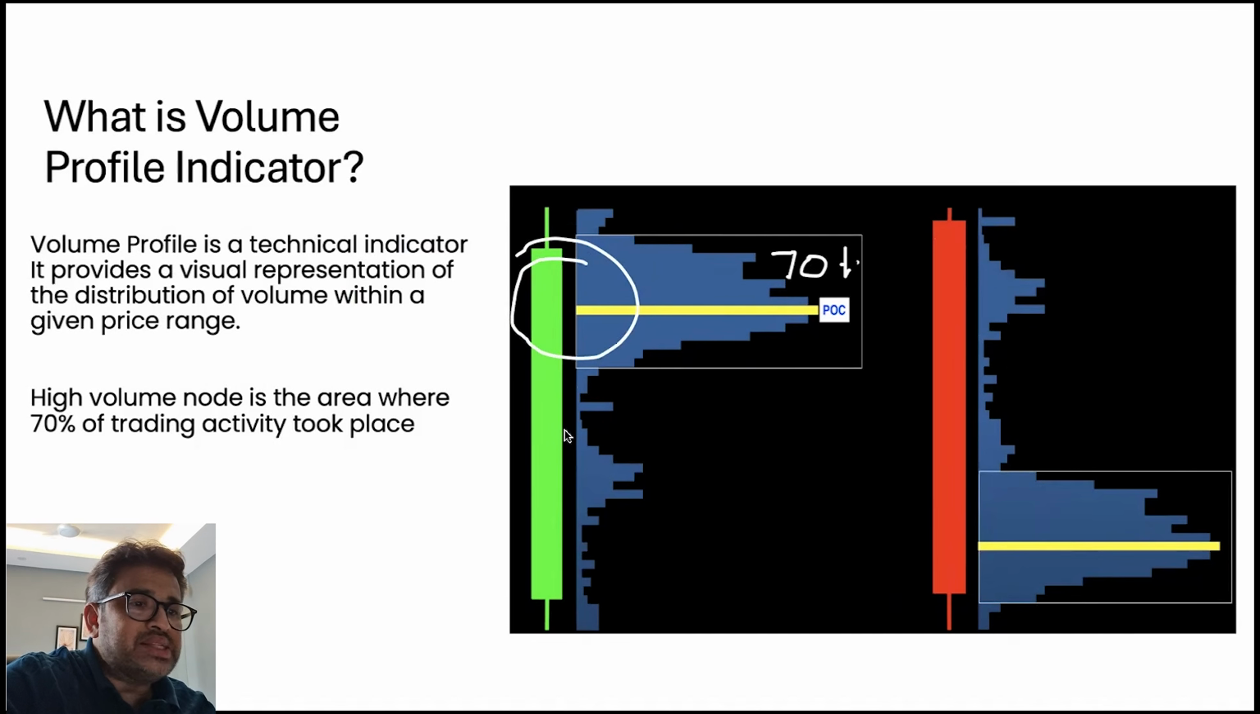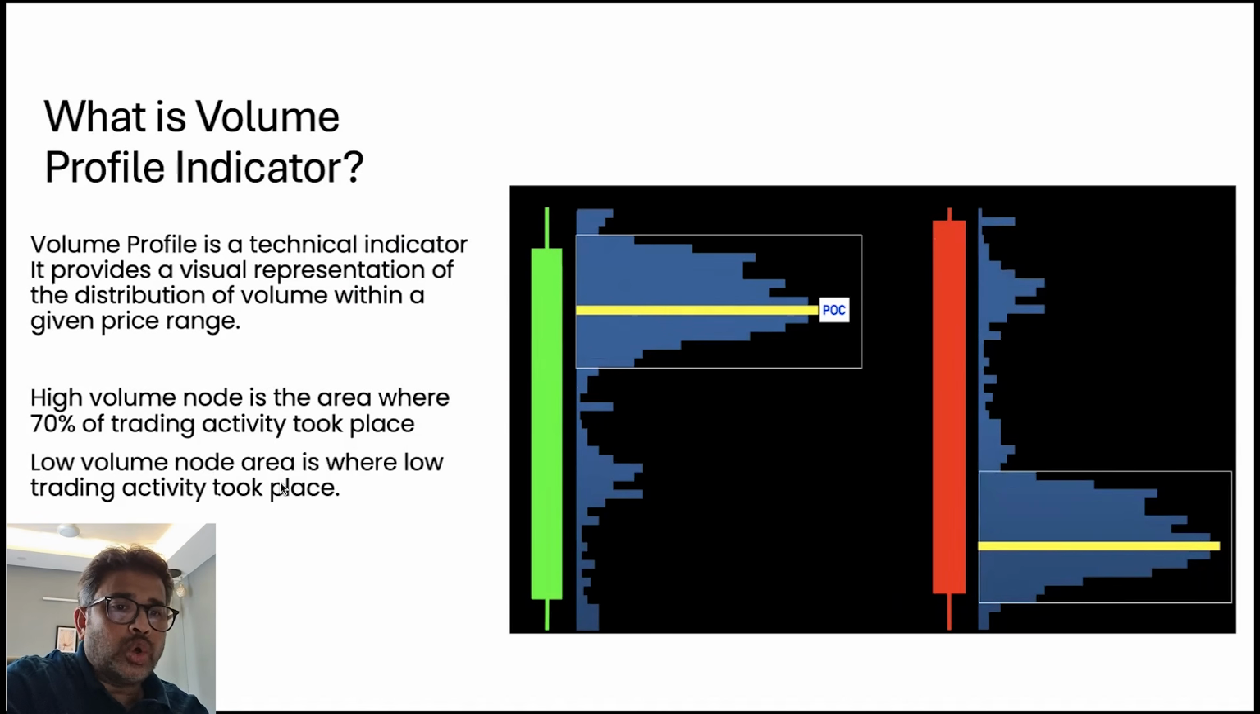Okay, even though you can see that this is a bullish candle, in that bullish candle you can go deep into it and see at which price the highest volume took place. Low volume node is the area where low trading activity took place, where you see very negligible volume. So that means very low trading activity took place.